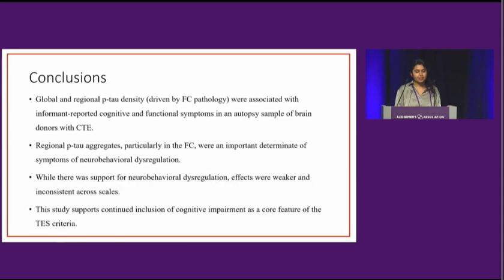And in conclusion, global and regional p-tau, especially driven by the frontal cortex, were associated with informant-reported cognitive and functional symptoms in an autopsy sample of brain donors with CTE. The regional p-tau aggregates, particularly in the frontal cortex, were an important determinant of symptoms of neurobehavioral dysregulation. And while there was support for neurobehavioral dysregulation, the effects were weaker and inconsistent across the scales. And this study does support the continued inclusion of cognitive impairment as a core feature of the TES criteria.